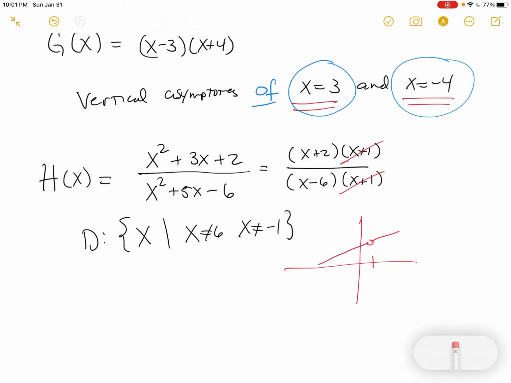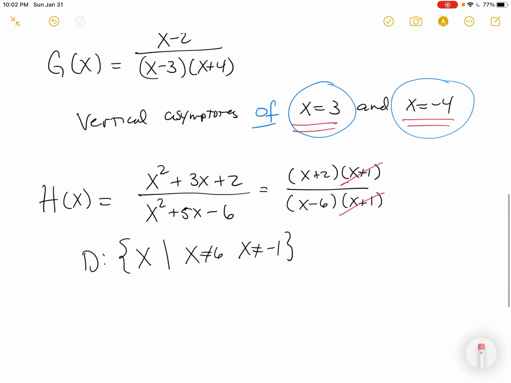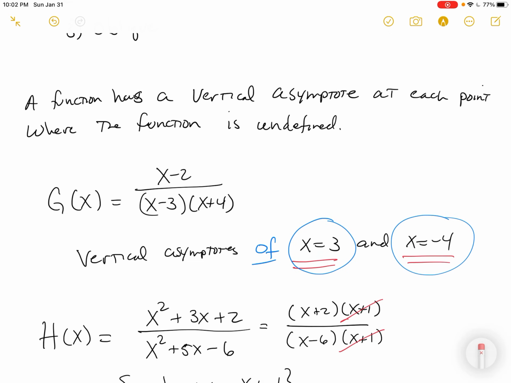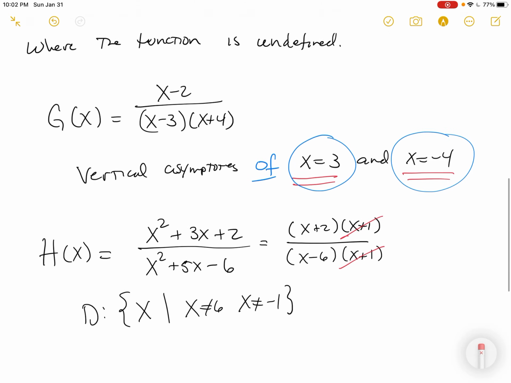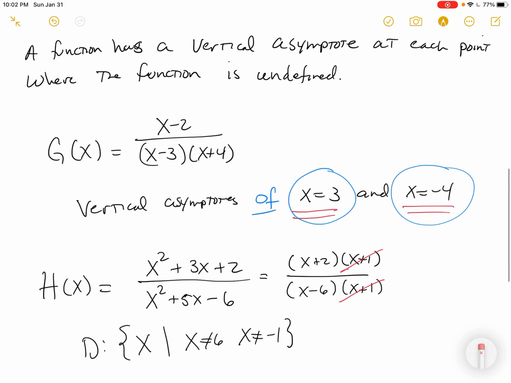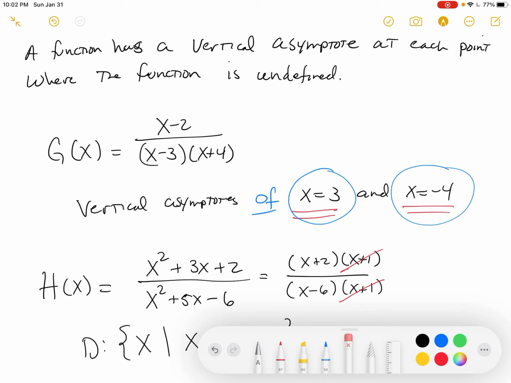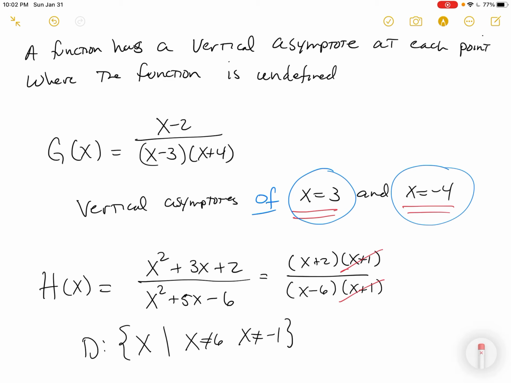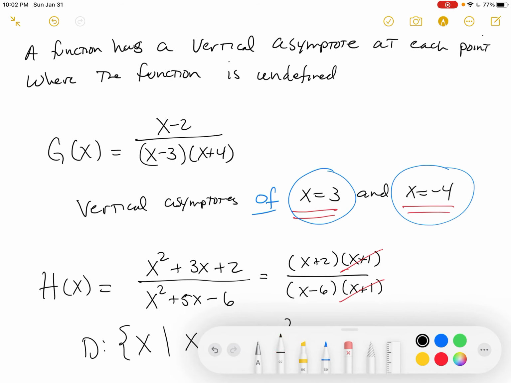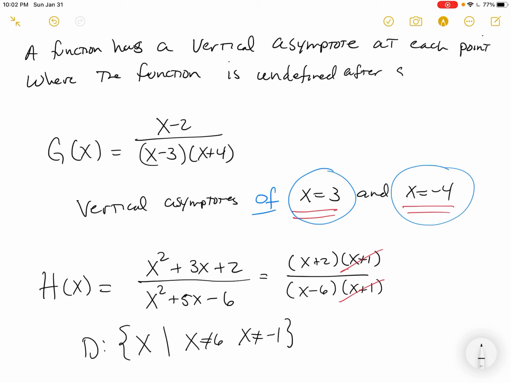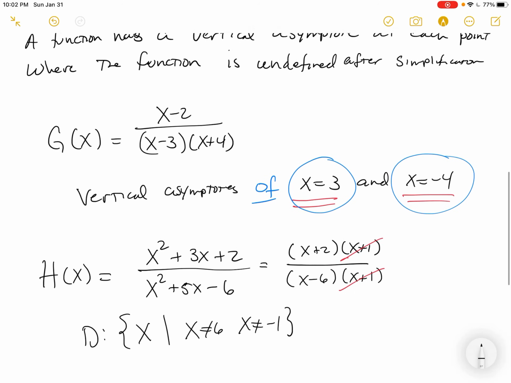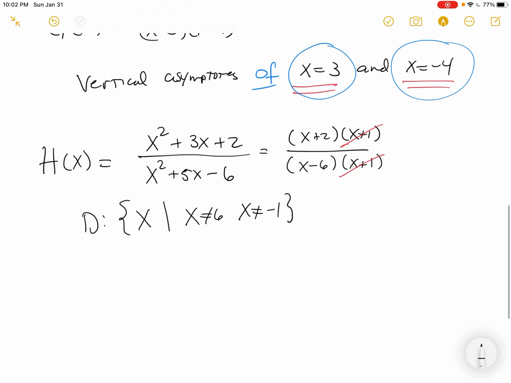So for our purposes right now, they're making sure that we truly understand this. A function has a vertical asymptote at each point where the function is undefined after simplification. So, for example, here the first example we looked at, there was no simplification, but here there is. And so what we have is that this graph looks like x plus 2 over x minus 6.